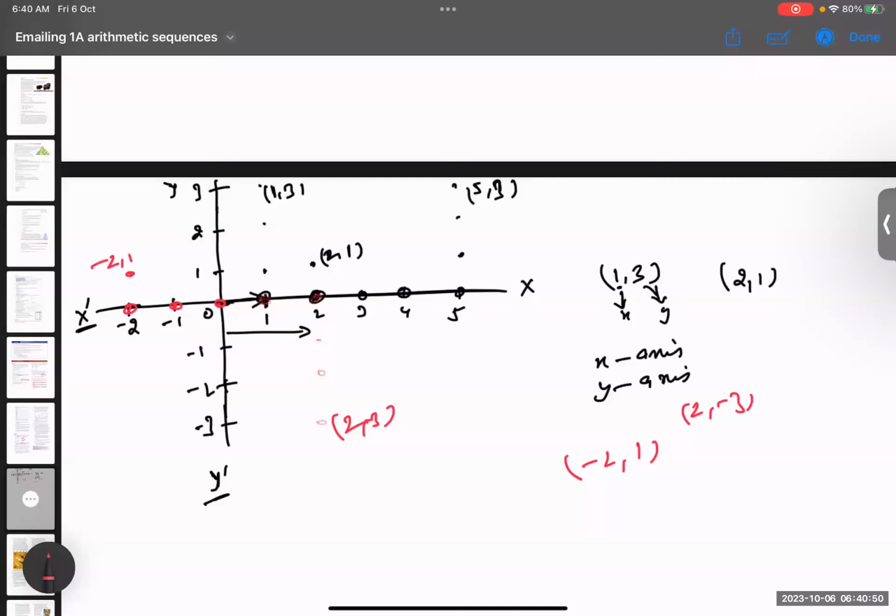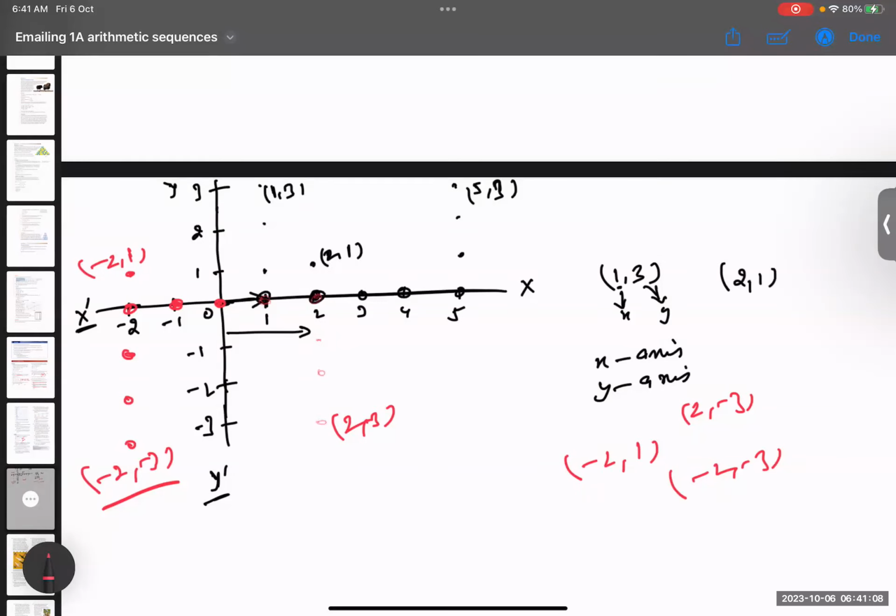Suppose I have to find out (-2, -3). Then I'll go 1, 2, then 1, 2, 3. So this point is (-2, -3). Is it clear?